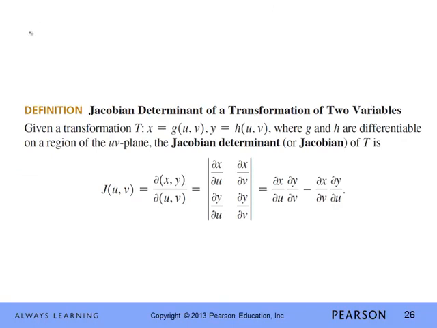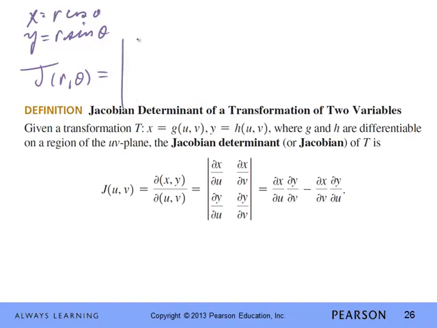Let's take a look at where you have x is equal to r cosine theta, and y is equal to r sine theta. Now, I guess u could be r and v could be theta. So what would be the Jacobian of r comma theta? This would be the determinant of partial of x with respect to r, partial of x with respect to theta, partial of y with respect to r, partial of y with respect to theta.